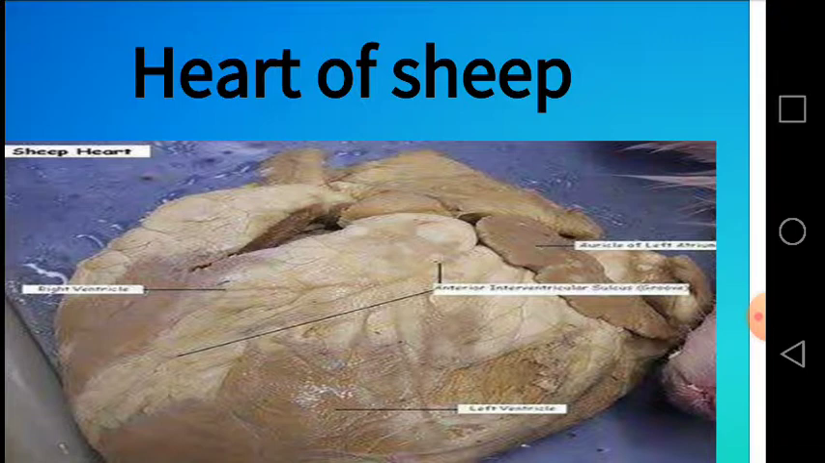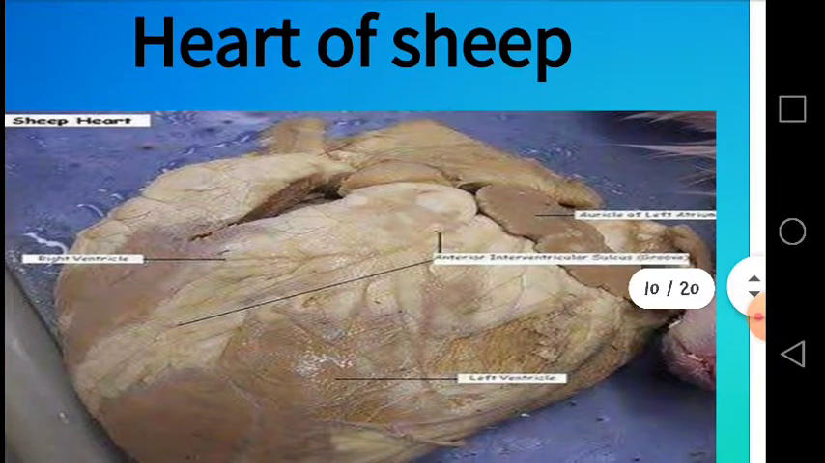And beside this, there are four sets of valves found in the mammalian heart. Two sets of valves lie between the atria and the ventricles. These valves ensure that the blood flows easily from atria into the ventricles and not in the opposite direction. This is the general description about the mammalian heart.